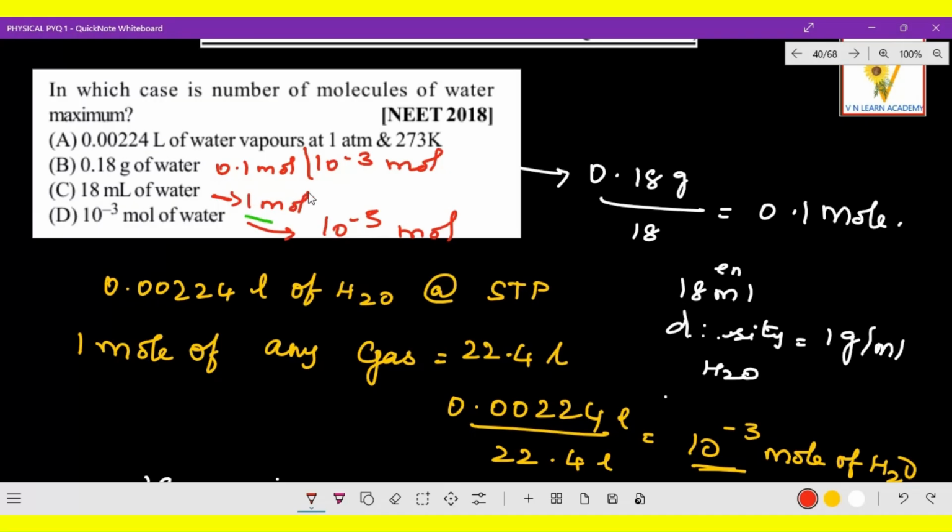Which is highest? 1 mole only is highest. This is 0.1, this is 10 to the power of minus 3, that means 0.001. Now which is the correct option? In which case is the number of molecules of water maximum? The number of moles is directly proportional to the number of molecules. So that means C is the correct option. Hope you got the clarity. Same idea, different values. Let's go to the next question.